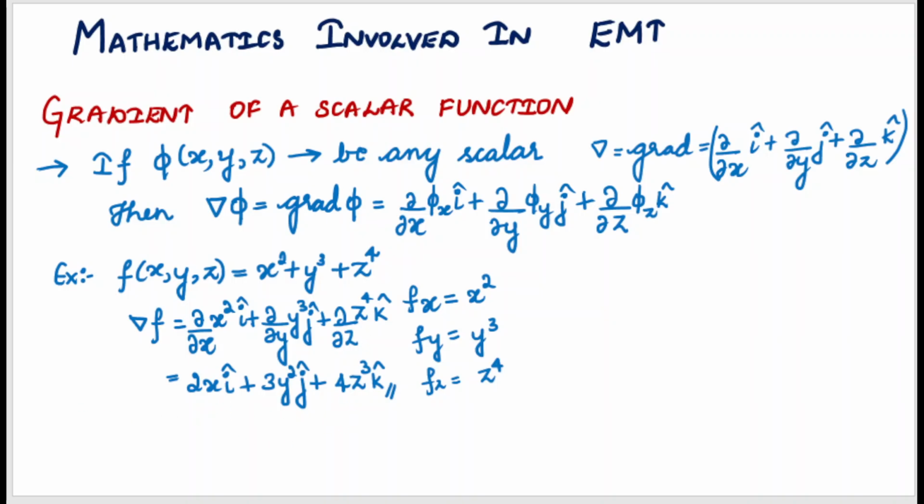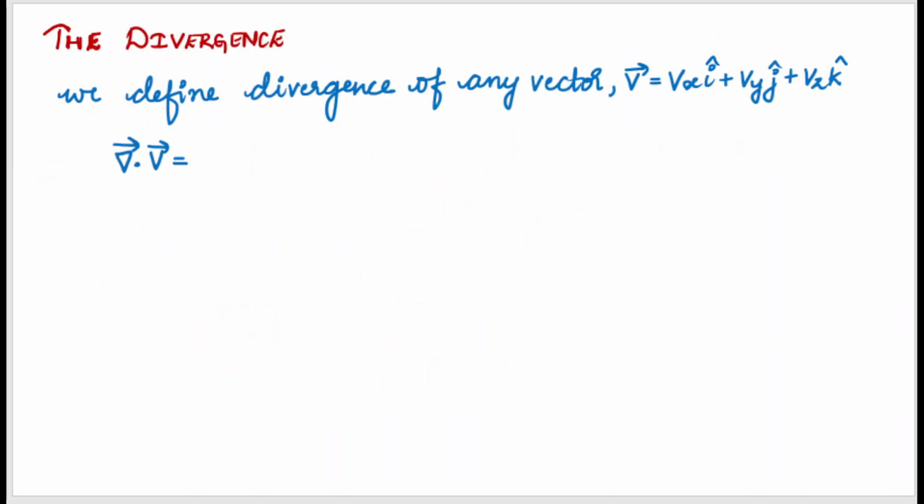Yes. Let us move on to the next topic called divergence. How do you define this divergence? Divergence is nothing but, if we consider any vector, the vector is in the form of vx i cap plus vy j cap plus vz k cap, which is equal to v vector.